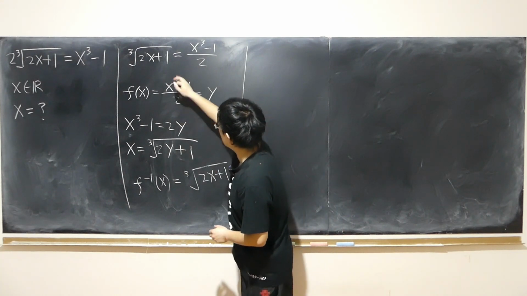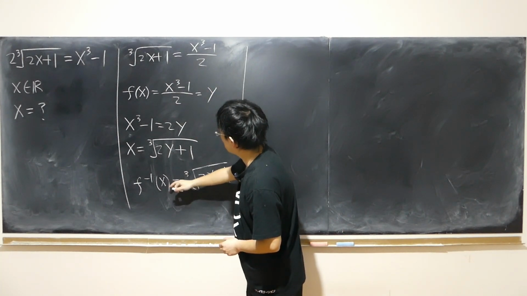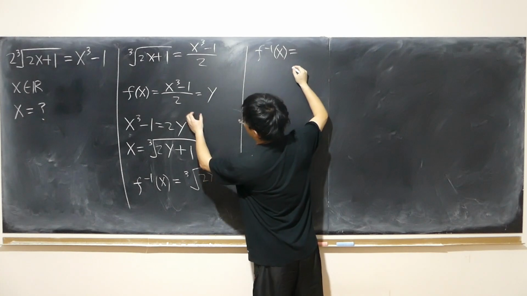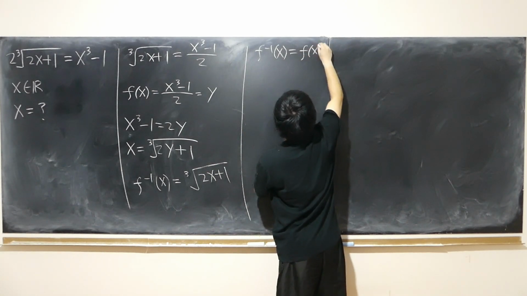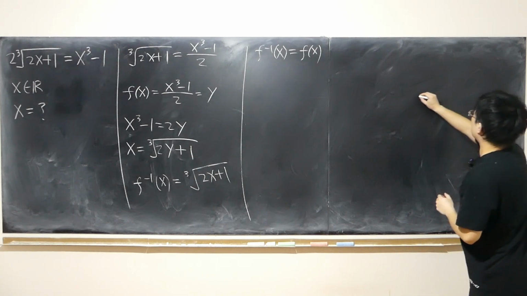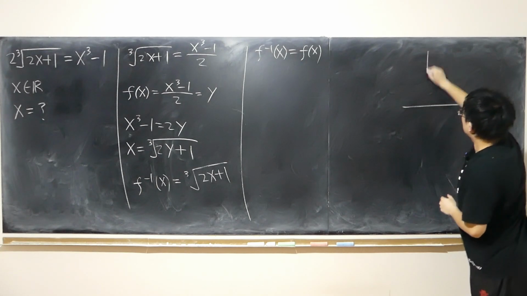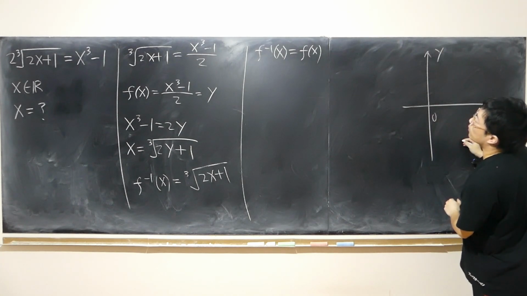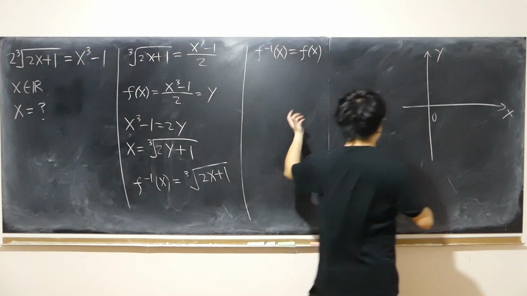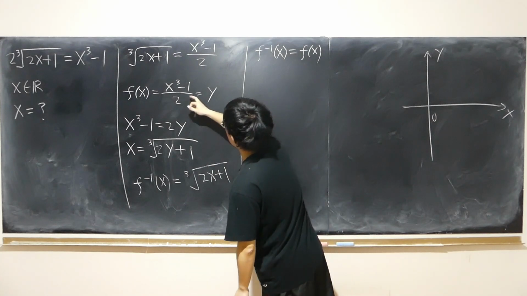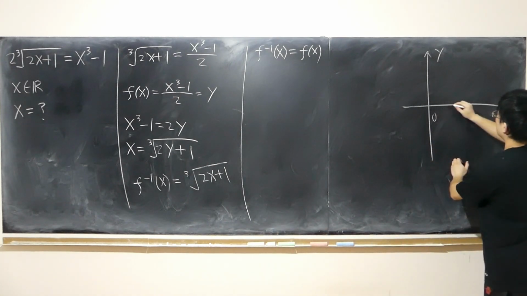So in other words, if we want to solve this equation, we ask: when does the inverse function equal the original function? What kind of x makes this true? From the graph, this is the origin, x and y axes. Now f of x is this one, strictly increasing. When x is equal to 1, f is equal to 0. So the point (1, 0). Strictly increasing.